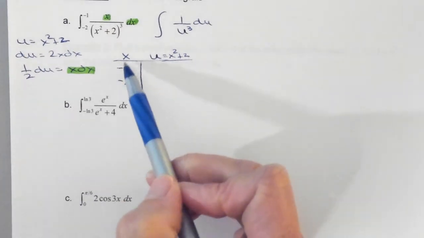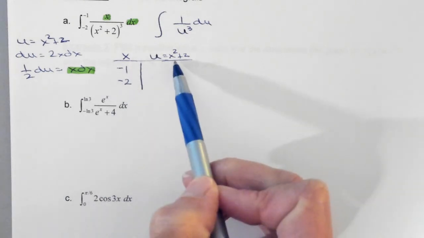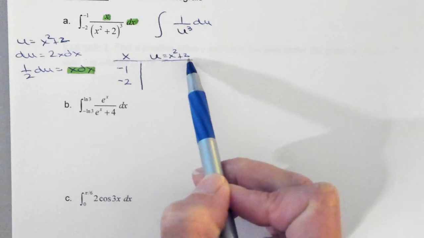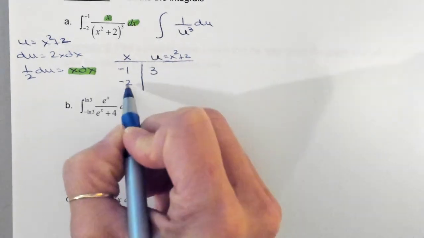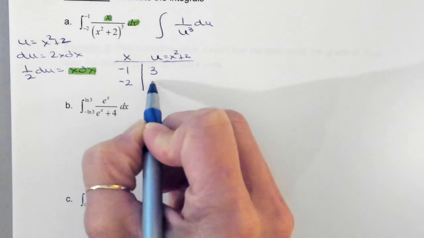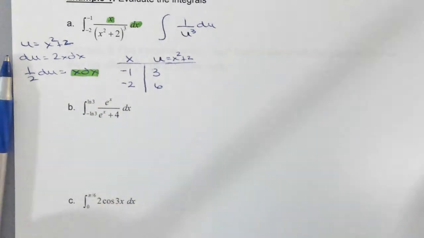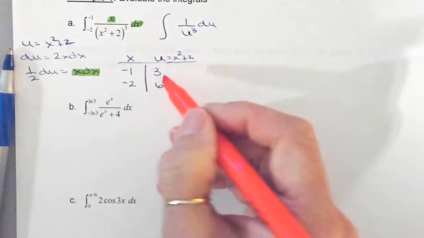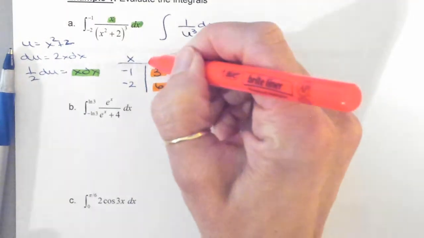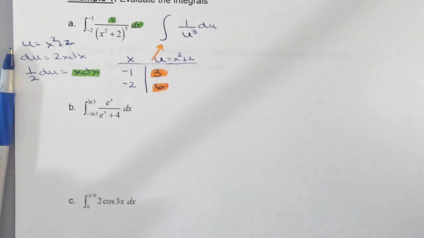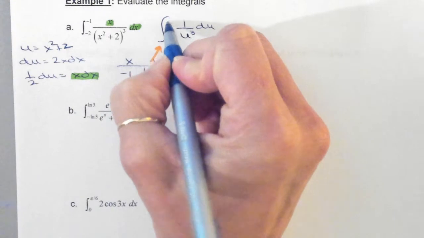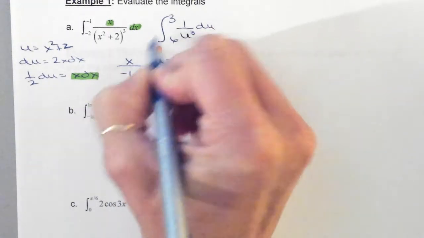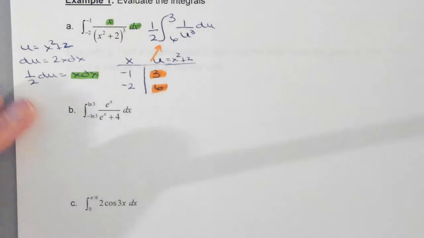So what this means is I need to take this x value and substitute it into my u sub. So negative 1 squared is 1, plus 2 is 3. Negative 2 squared is 4, plus 2 is 6. So now I'm going to transfer these two values up here. These are my new bounds with respect to u. So I'm going to put them in the exact order that they fall. So this is 3 and 6, and I have to put this 1/2 on the outside from my substitution over here. Okay, so now this is all in terms of u, including the bounds.